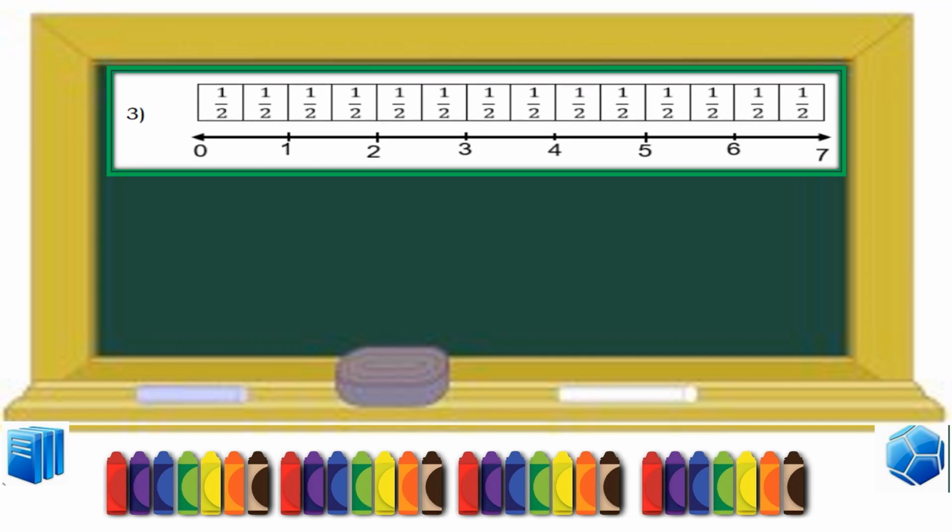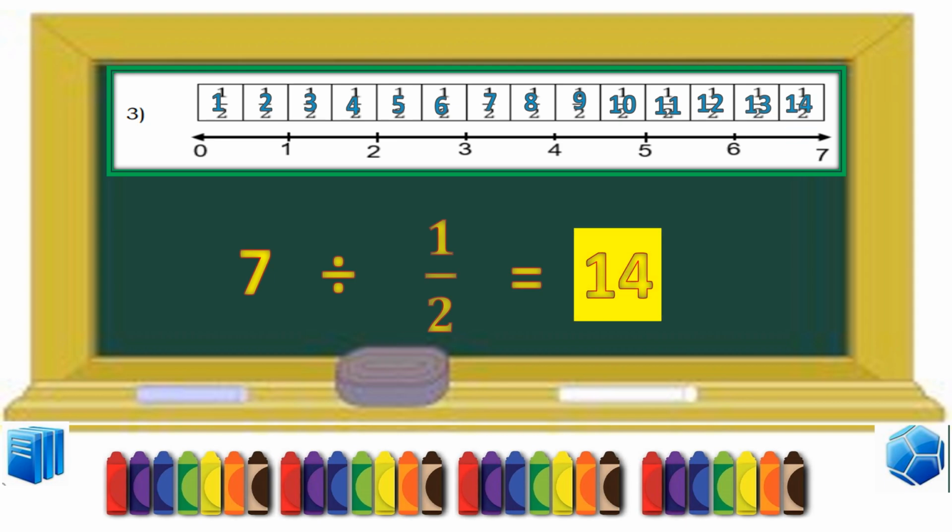Number 3, 7 wholes divided by 1/2. So let's count how many halves are there in 7 wholes. 1, 2, 3, up to 14. So there are 14 halves in 7 wholes.